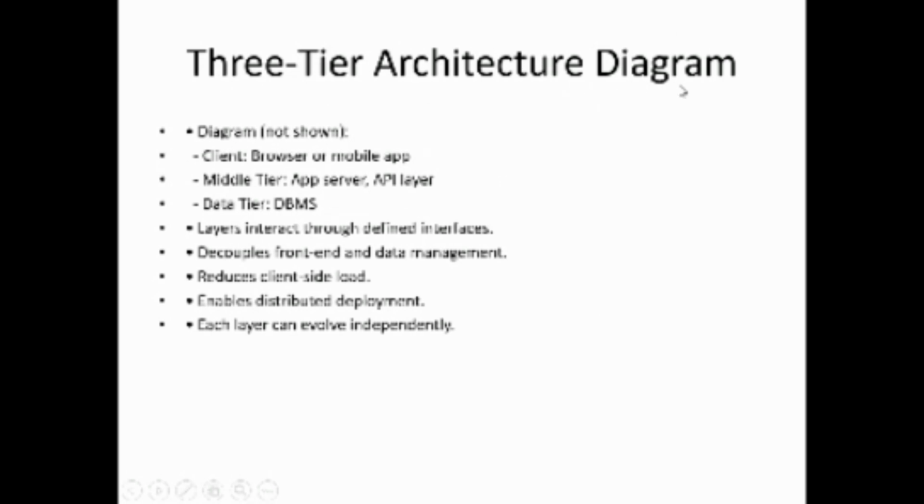Next, three-tier architecture diagram. First, client: browser or mobile app. Middle tier: app server or API layer. Data tier: DBMS. Layers interact through defined interfaces. It decouples front-end and data management. It reduces client-side load and enables distributed deployment. Each layer can evolve independently.